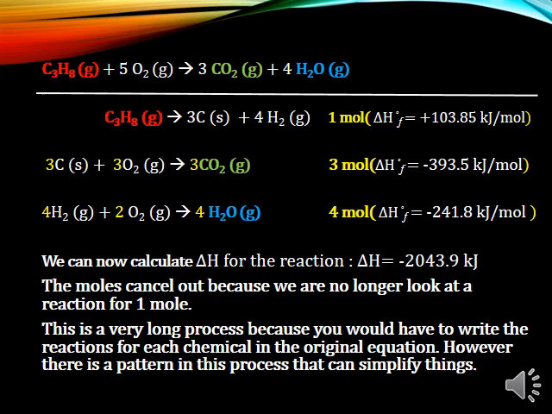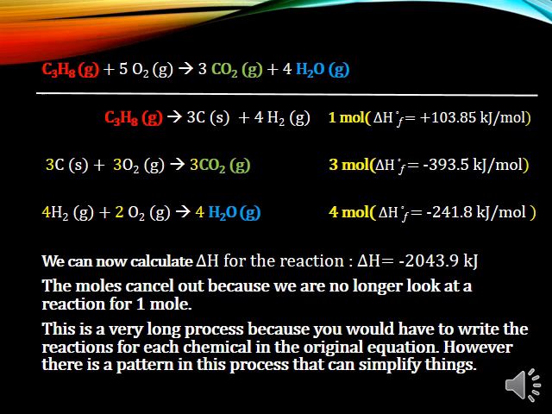So we're going to multiply its delta H of formation by 1 mole. Since we used 3 times the amount of carbon dioxide, we multiply its delta H by 3 moles. And since we use 4 times the amount of water, we're going to multiply its delta H by 4. We can see that each of these, when we multiply by their moles, the moles will cancel out, and we are simply left with kilojoules, the units for change in enthalpy.